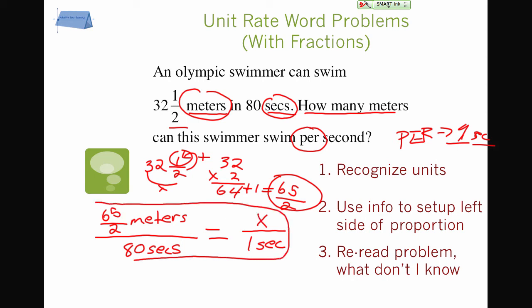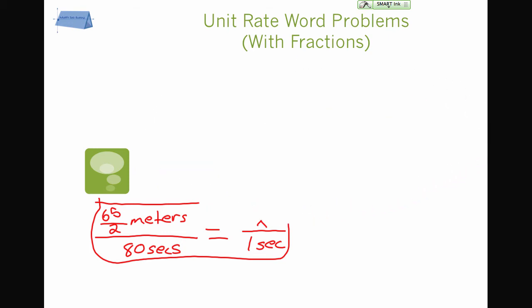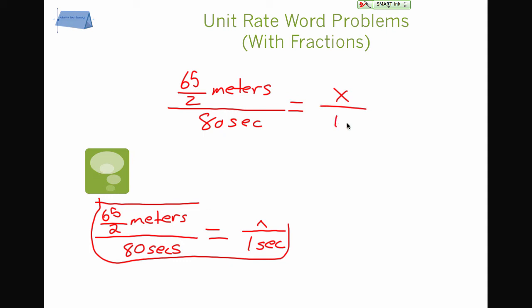It may look a little weird because there's a fraction in the numerator. It's not a whole number, but we do the same things. So now let's solve this proportion. I'm going to rewrite this. We have 65 over 2, and this is meters. Remember, this was 32.5, and he swims that far in 80 seconds. Equals, we have our x on top because we don't know how far the swimmer can swim in 1 second.